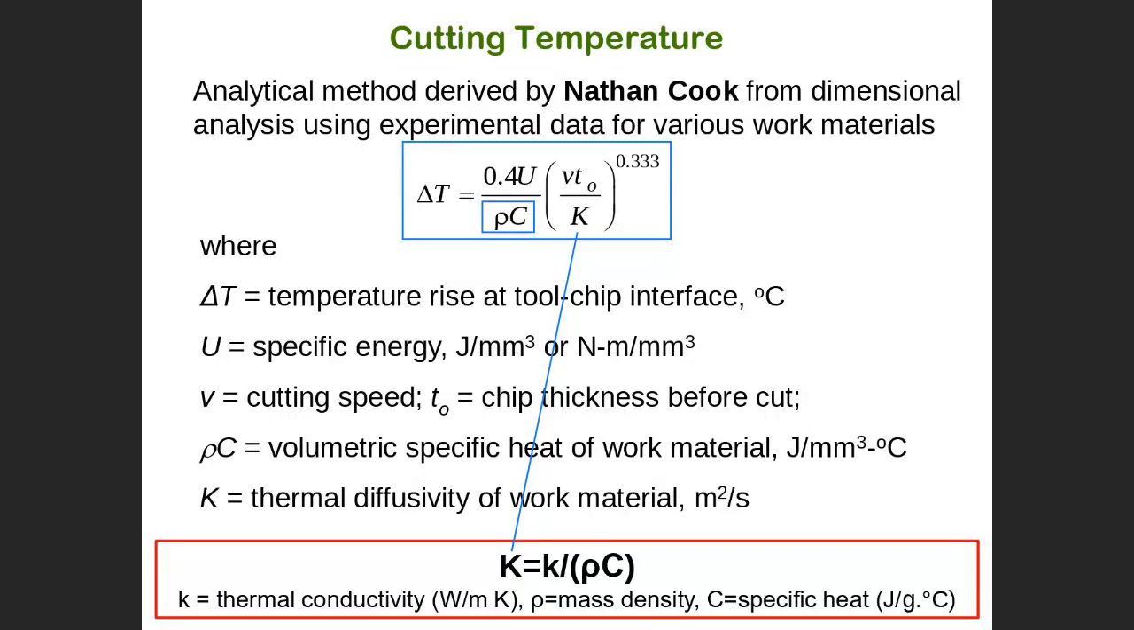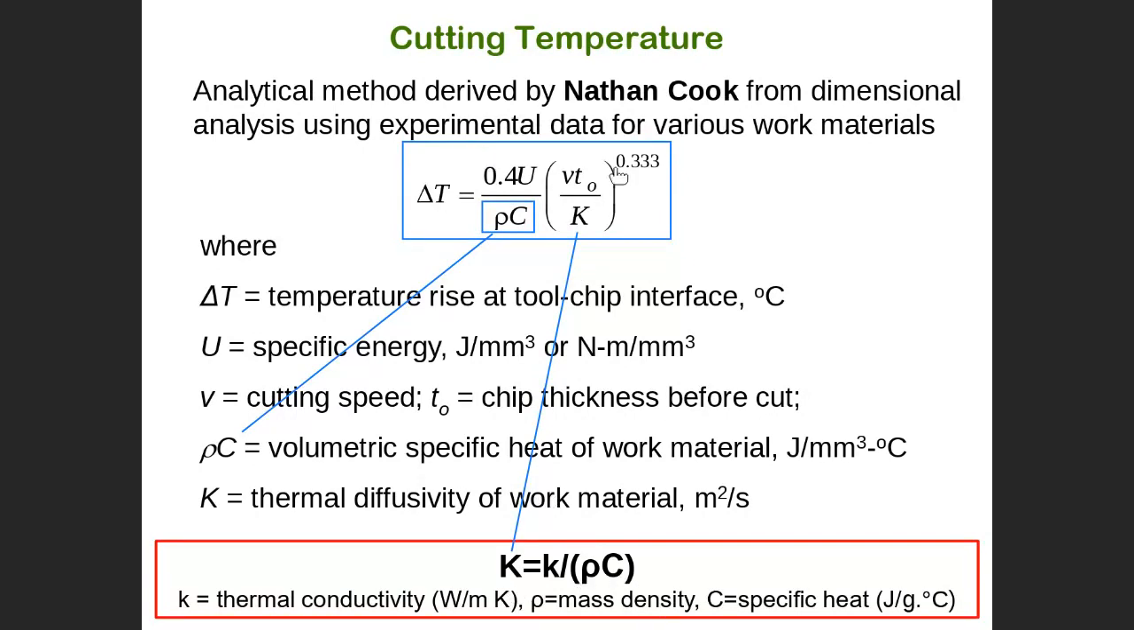Rho is the density, C is the specific heat, but rho C together as one, we call the volumetric specific heat. Rho C is the volumetric specific heat. K is the thermal diffusivity, and this thermal diffusivity is equal to K divided by rho C.